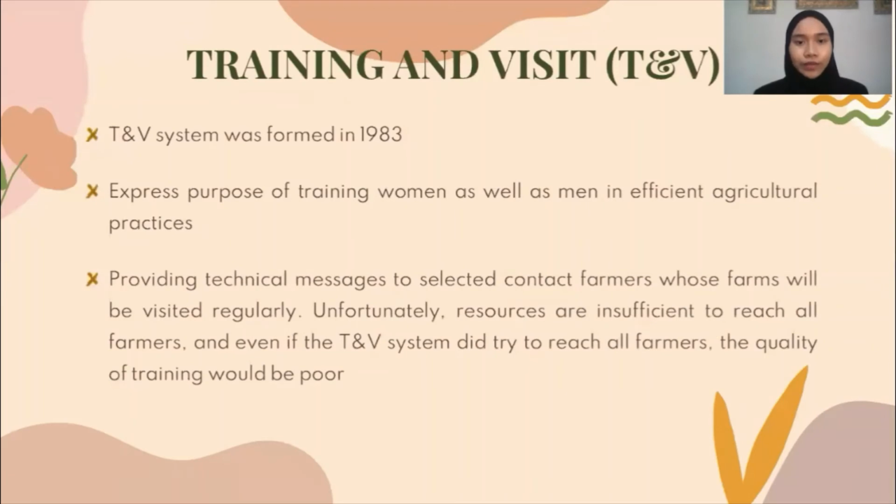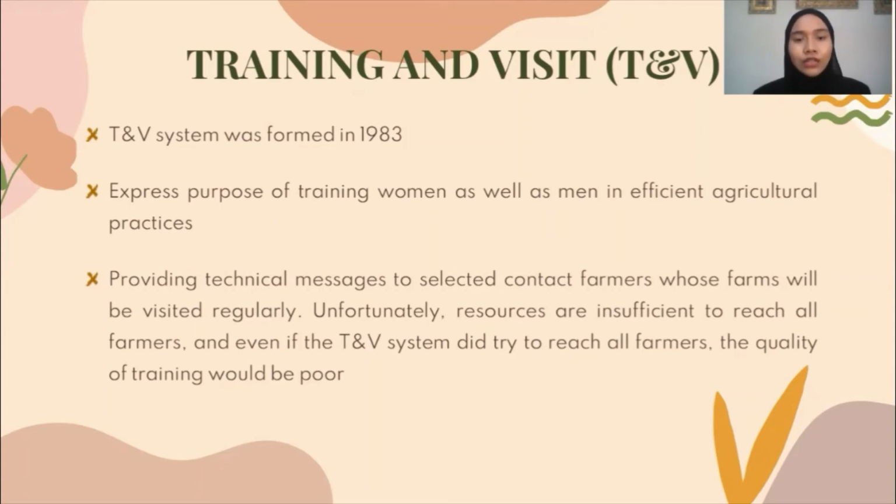Following this program, the Training and Visits or T&V system was formed in 1983. This system was established with the express purpose of training women as well as men in efficient agricultural practices. The design of the T&V system is based on providing technical messages to selected contact farmers whose farms will be visited regularly. Unfortunately, resources are insufficient to reach all farmers, and even if the T&V system tried to reach all farmers, the quality of training would be poor.